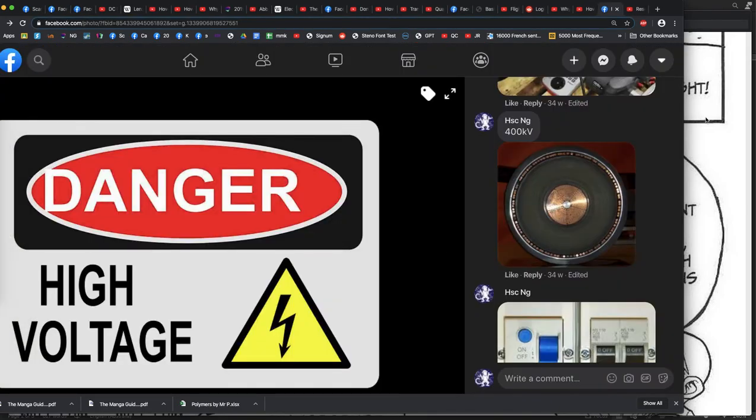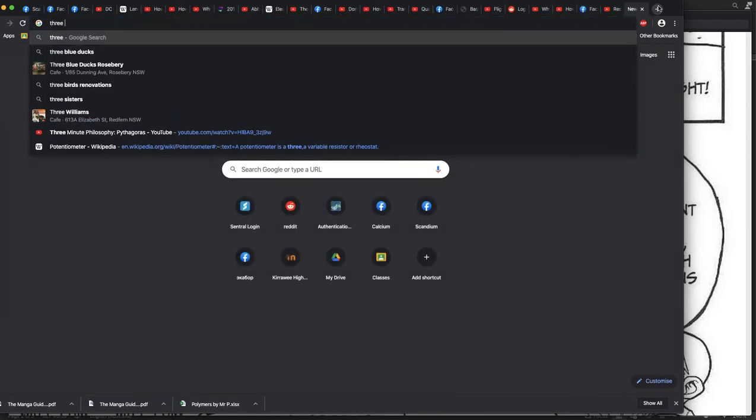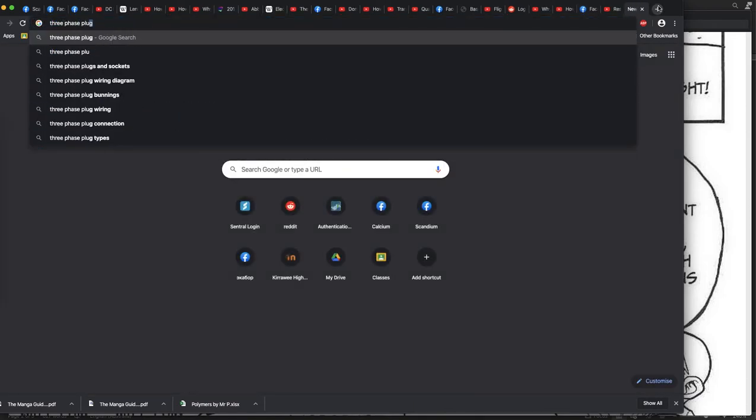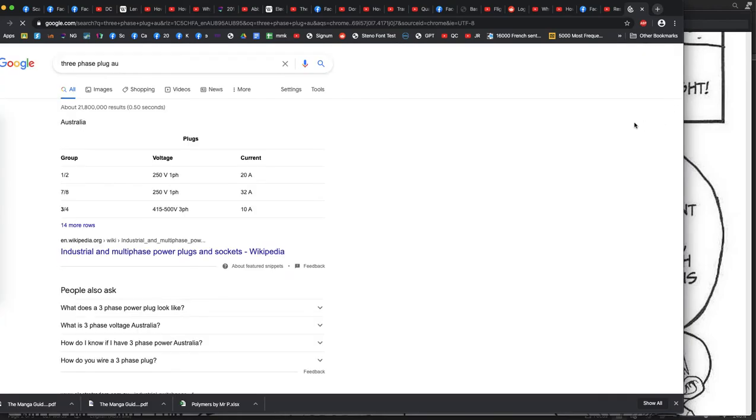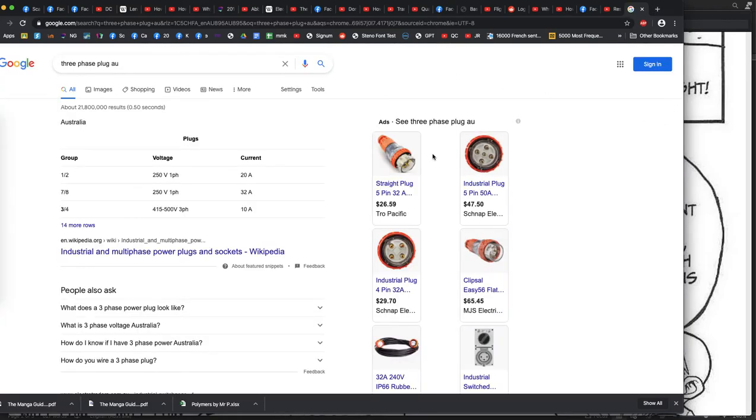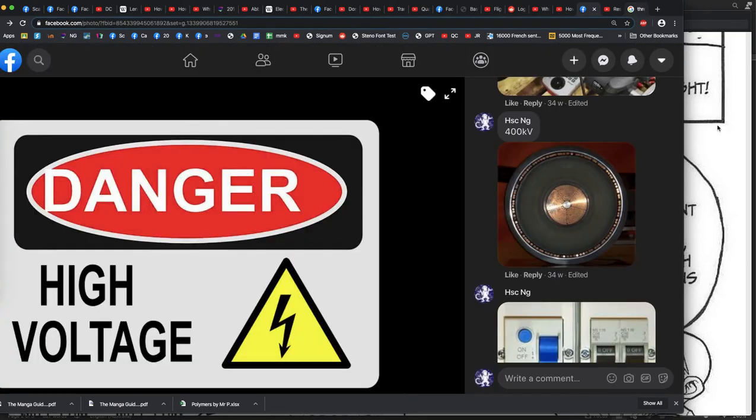For instance, the machinery that we use in the woodwork room will all be running on 3-phase, and that has a different power point. Caravans will have a different power point as well. Let me show you that, a 3-phase plug. A 3-phase plug looks different to your regular plug.